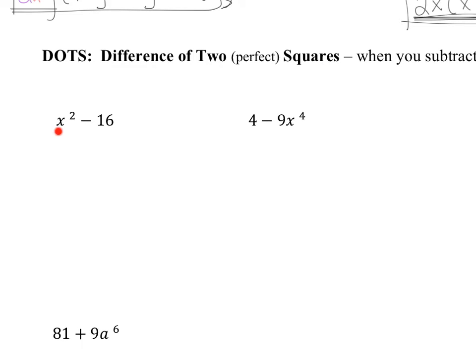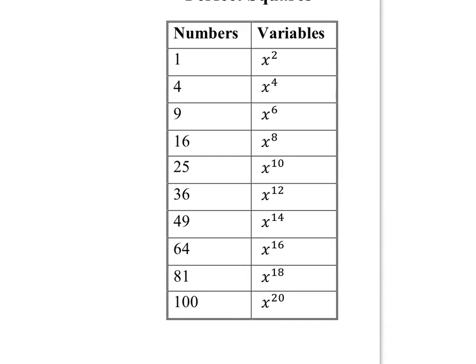Okay, dots. Dots is the difference of two perfect squares. Okay, so you have a perfect square minus a perfect square. So when you subtract perfect squares, just to discuss what a perfect square is, it's anything you can multiply by itself.